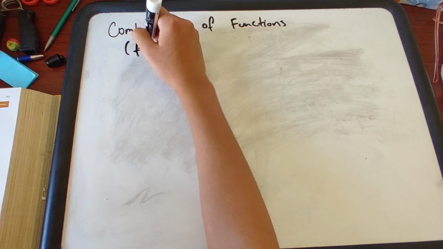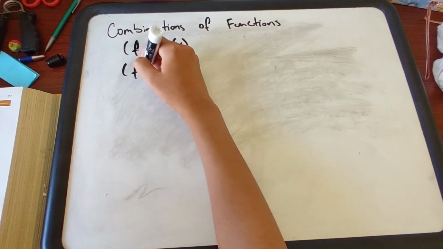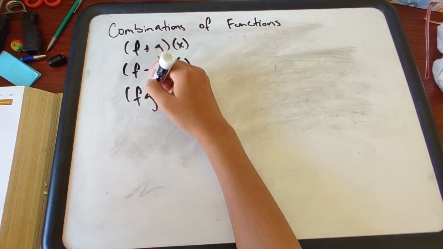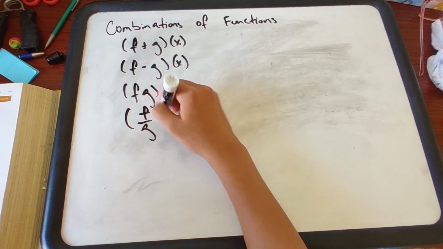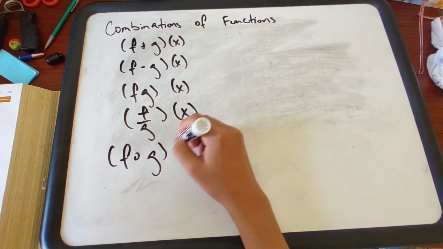It's going to be addition, subtraction, multiplication, division, and this other one called the composite.